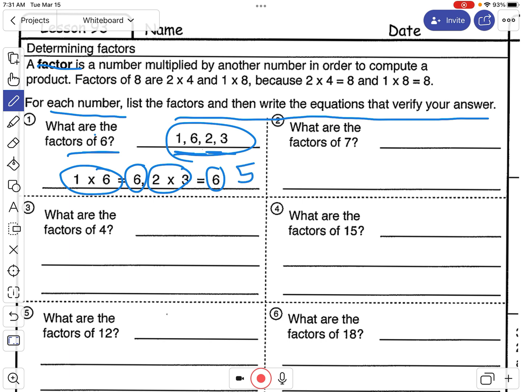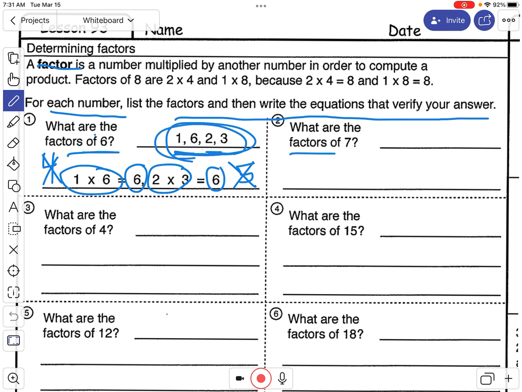Is 5 a factor of 6? No. 5 times what is 6? That doesn't work. Is 4 a factor of 6? No. 4 times what is 6? Nothing. So that's not a factor of 6. So the answer, or the answers to this problem is 1, 6, 2, and 3.